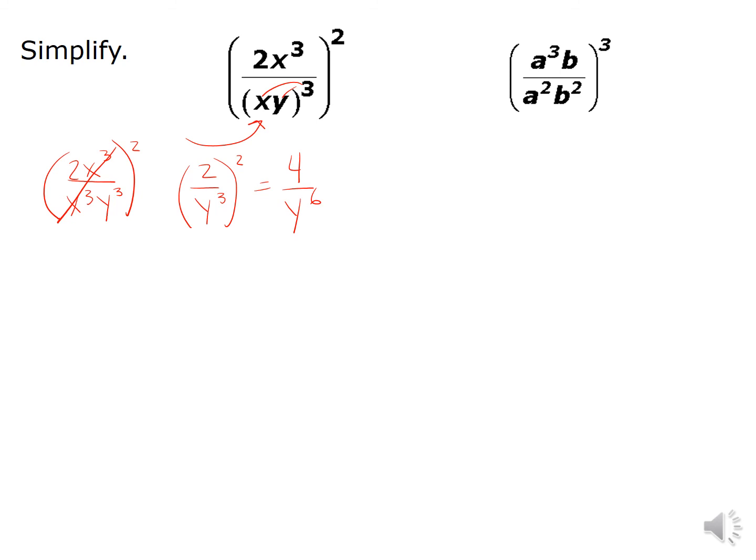Okay, the next one, I'm going to simplify before I get started. There's 2 a's there, that takes away 2 of those. 1 b takes away 1 of those. So now I've got a over b cubed. So that is a cubed over b cubed. And I'm done.